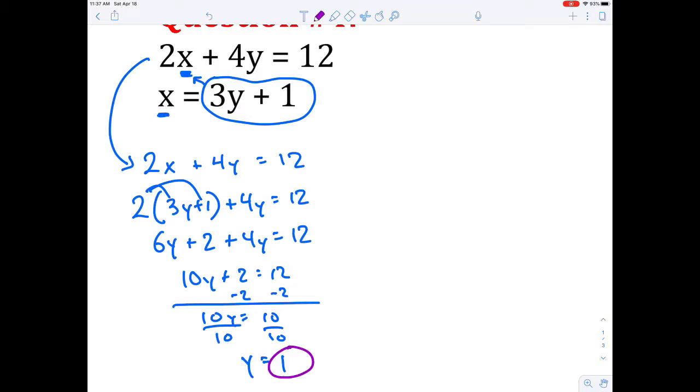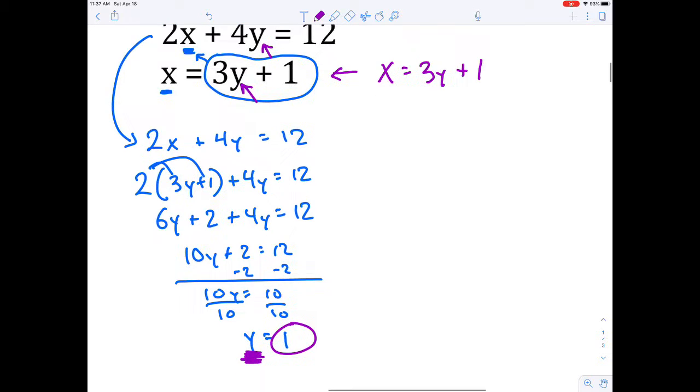You could choose this spot right here, because that y is the same as y, or you could have chosen this spot right here, because that y is the same as the y. As long as you put it in a y spot, things are going to be fine. I tend to put it in whichever one's easiest, so I'm going to go ahead and put it into the one on the bottom. x is 3y plus 1, so I'm going to put my 1 in the y spot. So I get x is 3 times 1 plus 1, and go ahead and get the answer.